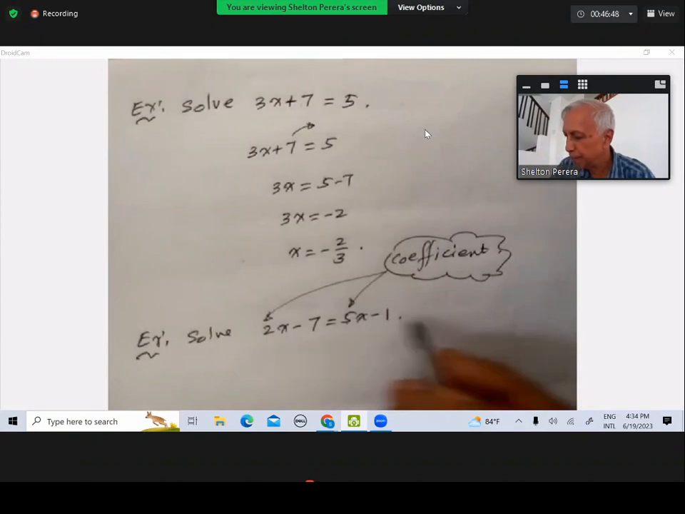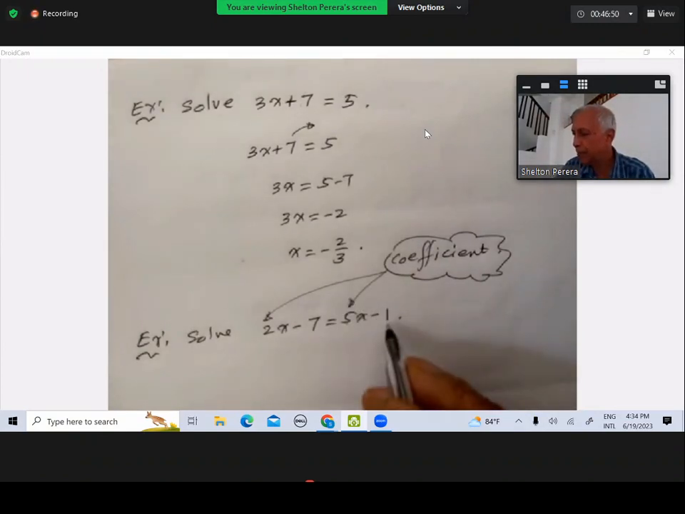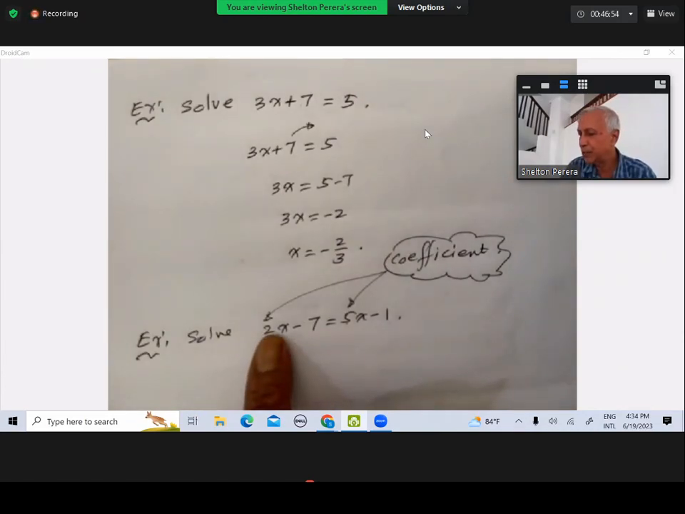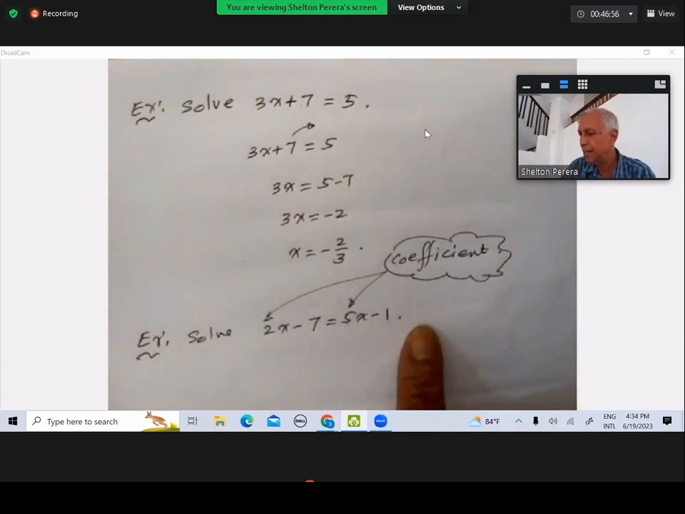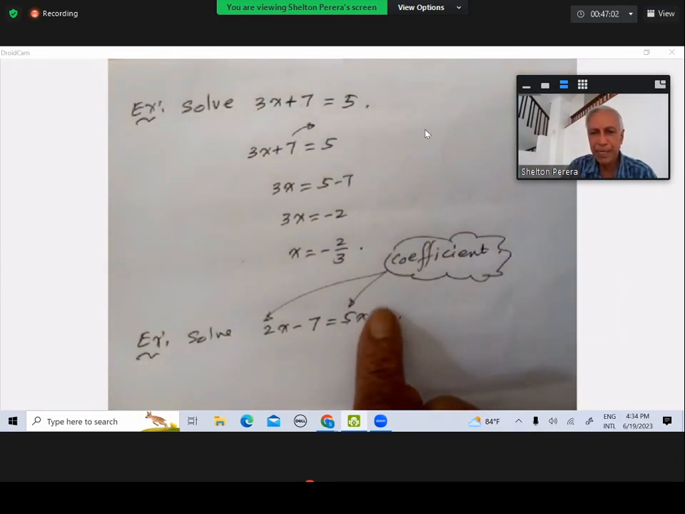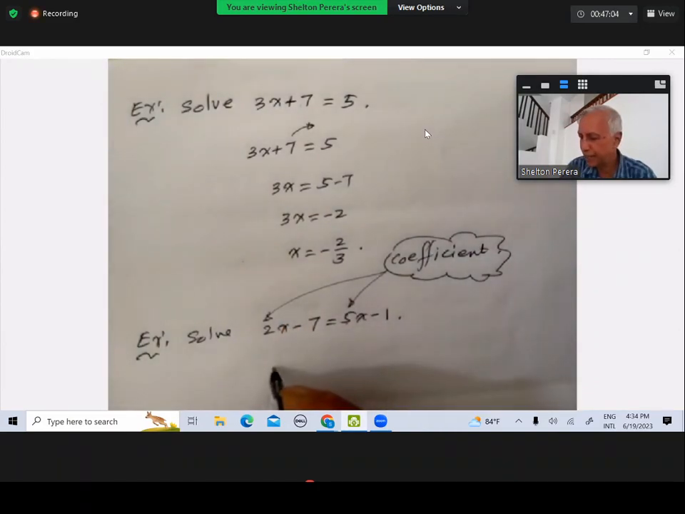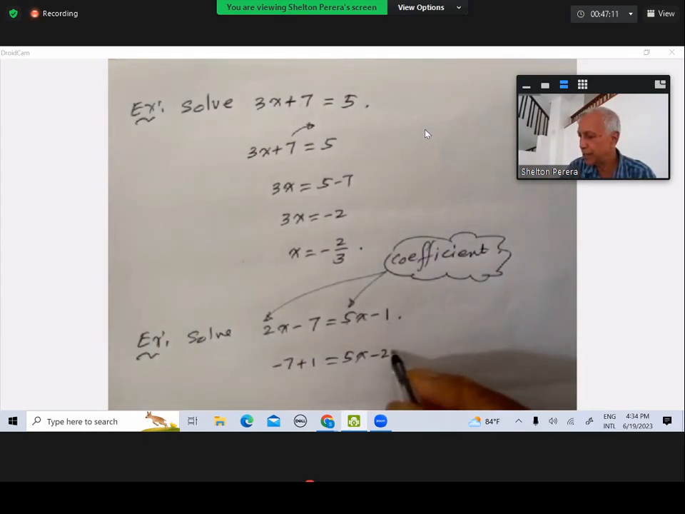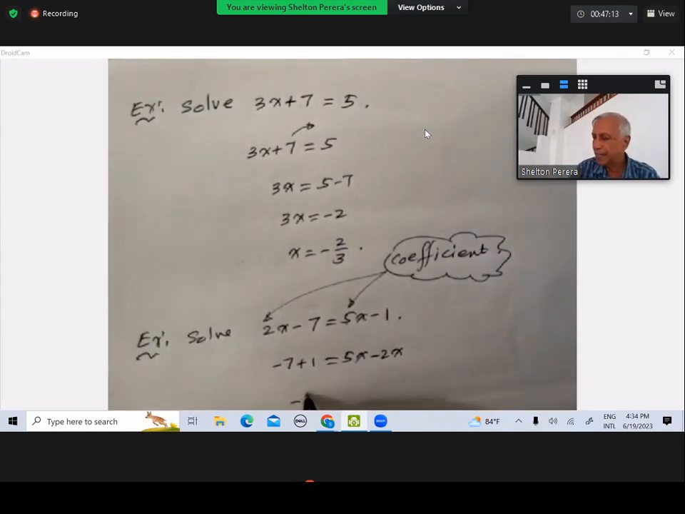So, first method, take 2x to this side and throw 1 to this side. Meaning add minus 2x to this equation, okay, and add plus 1 to this equation. To kill, meaning take this to this side. So you get minus 7 plus 1 equals 5x when you take 2x to the other. Here minus 6 is equal to 3x.